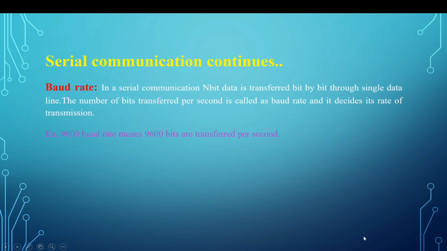Now, baud rate. In a serial communication, n-bit data is transferred bit by bit through a single data line. The number of bits transferred per second is called baud rate and it decides the rate of transmission. So if I say the baud rate is 9600, it means 9600 bits are transferred per second.